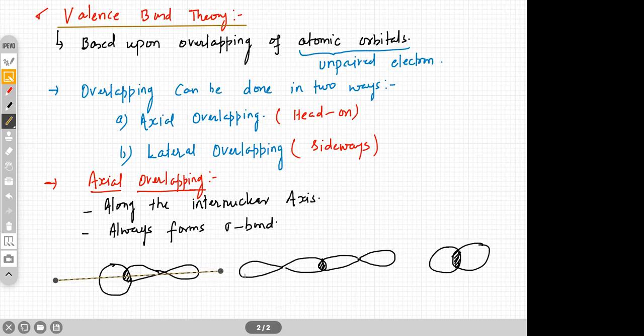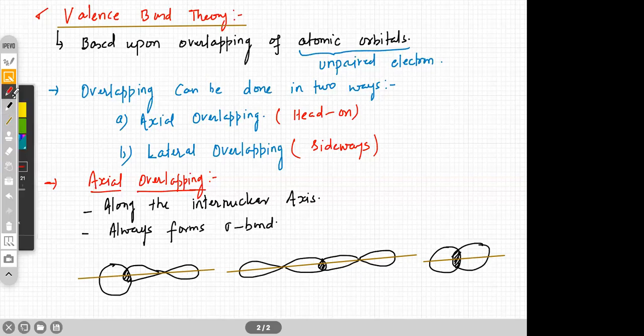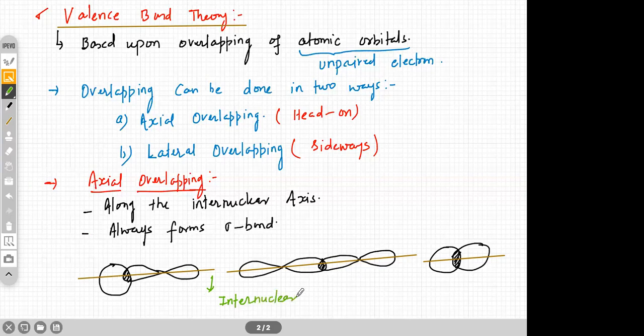So this is along the internuclear axis. What is the internuclear axis? If you join the two nuclei with a straight line, this line is the internuclear axis, which passes through the two nuclei of the two orbitals. Here you see, this line is the internuclear axis. This is also the internuclear axis. So the overlap that takes place along the internuclear axis, that is axial overlapping. This one is also the internuclear axis, and this one too. And all these are axial overlaps.